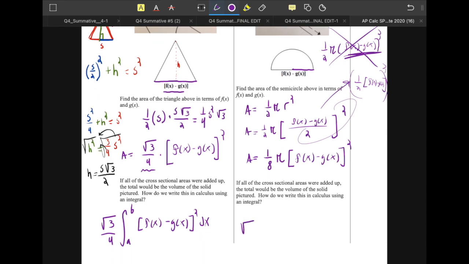The volume there, same thing. I don't know why I just drew a square root symbol. The volume is equal to, we'll bring that 1/8 pi out front. Again, these are not things you want to memorize. You want to just be able to kind of think these through, with the possible exception of the equilateral triangle of f of x minus g of x squared.